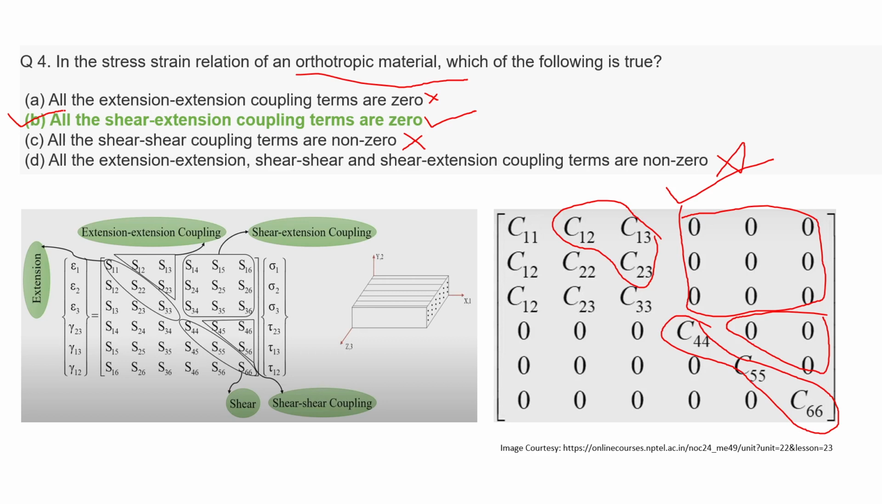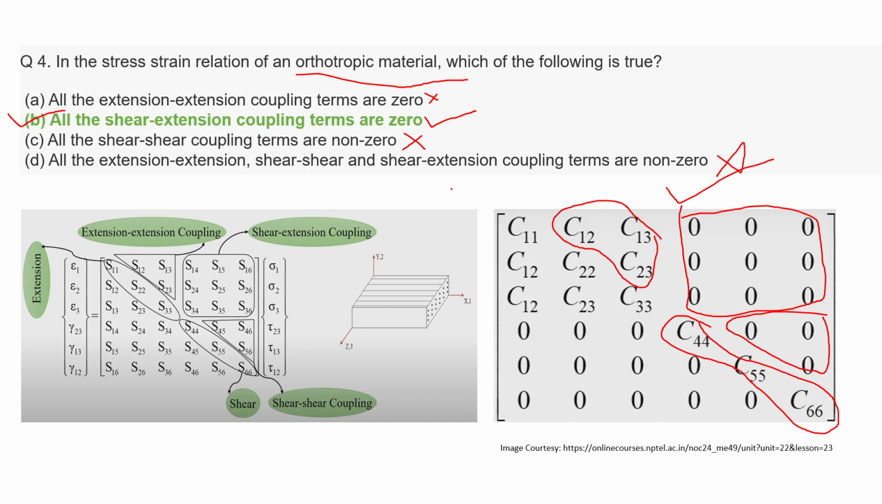So in assignment number 2, you have to first see which material they are talking about. Find out the compliance or stiffness matrix of that material. For the final exam, you have to remember which terms are getting cancelled for these different types of material.